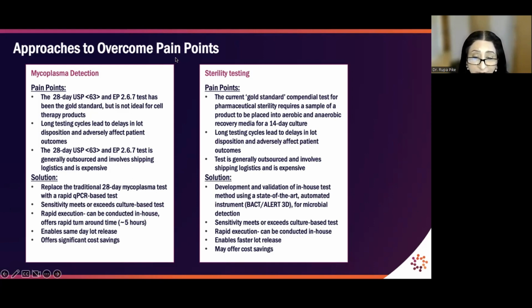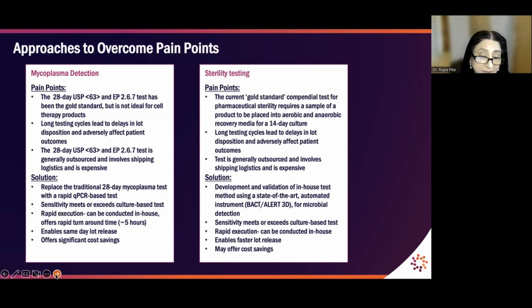The 28-day USP63 or EP 2.6.7 test has been the gold standard for a very long time. But everyone is realizing that this may not be the ideal for cell therapy products. Why? Because the long testing cycles lead to delays in lot disposition and adversely affect patient outcomes. Also, generally, this test is outsourced. It involves shipping logistics, and it can get expensive. So what is the solution?